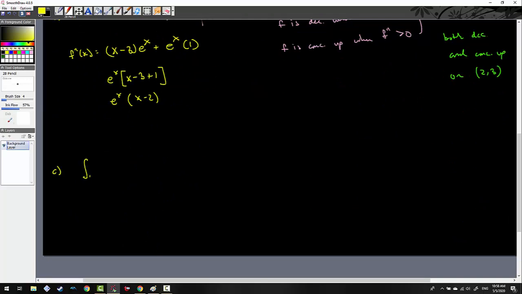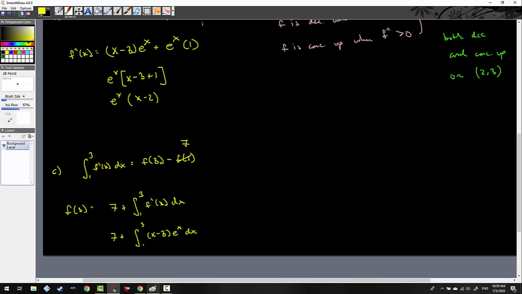I'm going to say the integral from 1 to 3 of f prime of x dx, using the first fundamental theorem, I'm going to call it f of 3 minus f of 1. F of 3 is what I'm solving for. F of 1 is 7. They told us that. Which means f of 3 is going to be equal to 7 plus the integral from 1 to 3 of f prime of x dx. Well, what is f prime of x dx? Well, that's the function that we were given, right? That's that x minus 3 times e to the x dx.